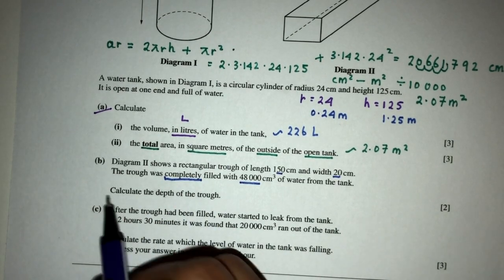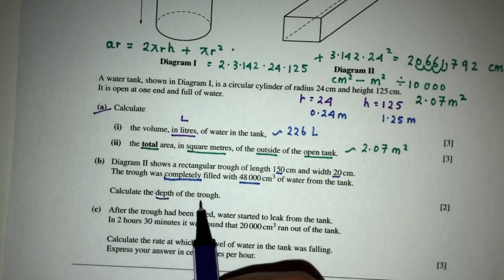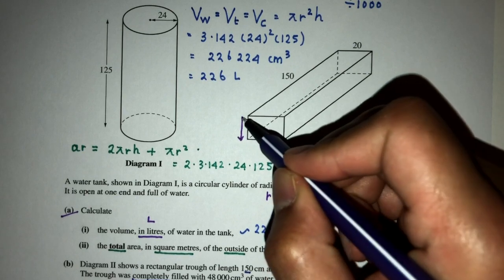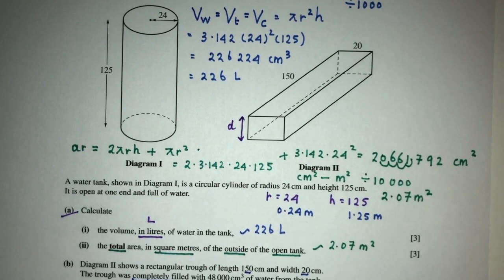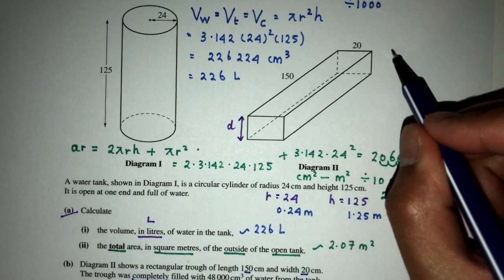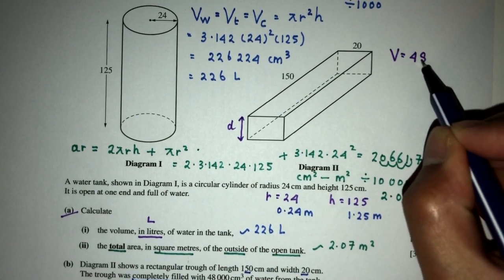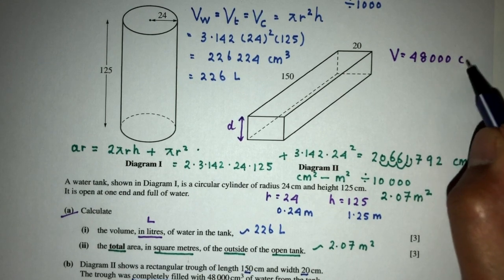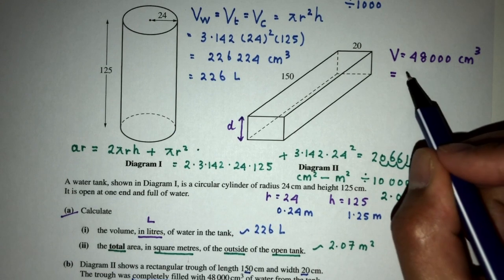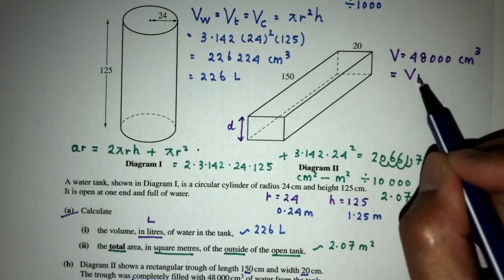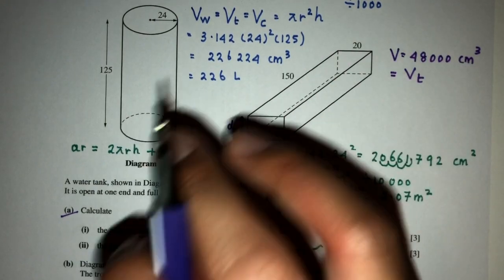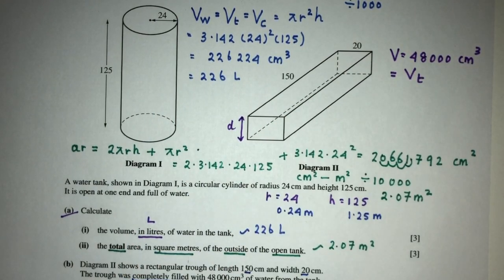Now for part B, the question: calculate the depth of the trout. So we have to find this value right here. Because it was filled completely by a volume of 48,000 centimeter cubed of water, we understand that it is also the volume of the trout. It means that it fits exactly inside, so that volume is the same as the volume of the trout.